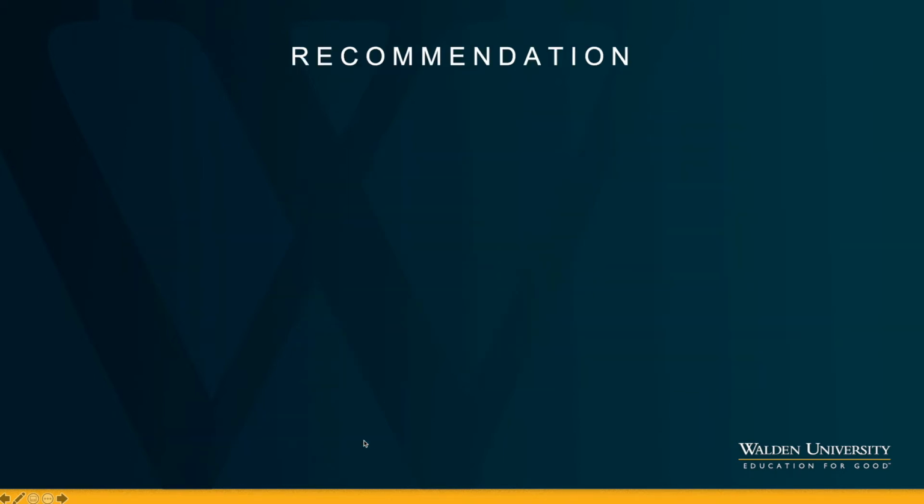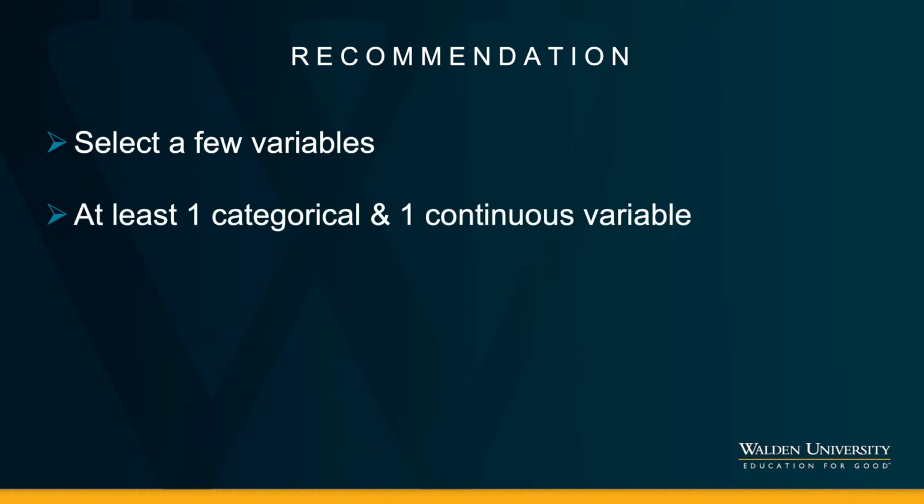Now, I recommend that you select a few variables and that you include at least one categorical variable and one continuous variable, as the graphs are different for those different kinds of levels of measurement. You really want to show off your skill set by adding a categorical variable and a continuous variable. I recommend one graph per variable. There's no need to put them together in one graph. We're truly describing one variable at a time.